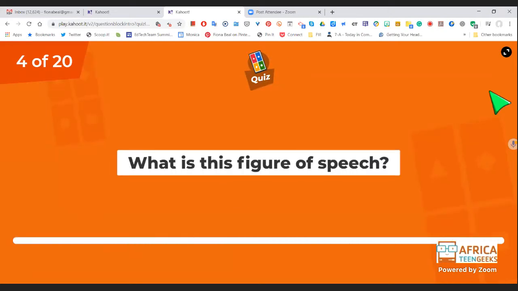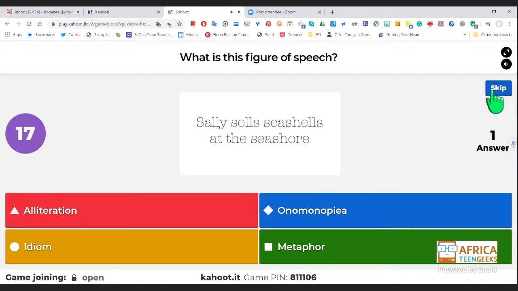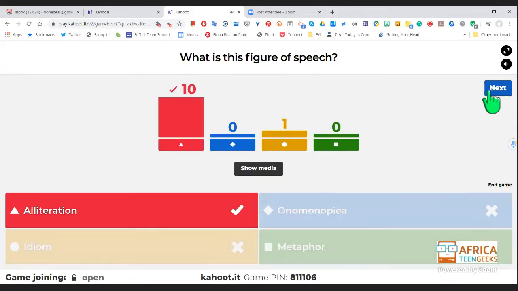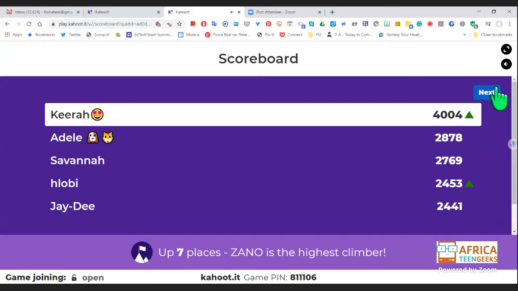What is this figure of speech? Answer: alliteration. And I've just noticed the game pin is right at the bottom of the screen. Silly me. Alliteration, and most people got that. Well done, well done. So let's go on. Kira now in the lead. Okay, so let's go on. Zanu, well done. You're the highest climber.